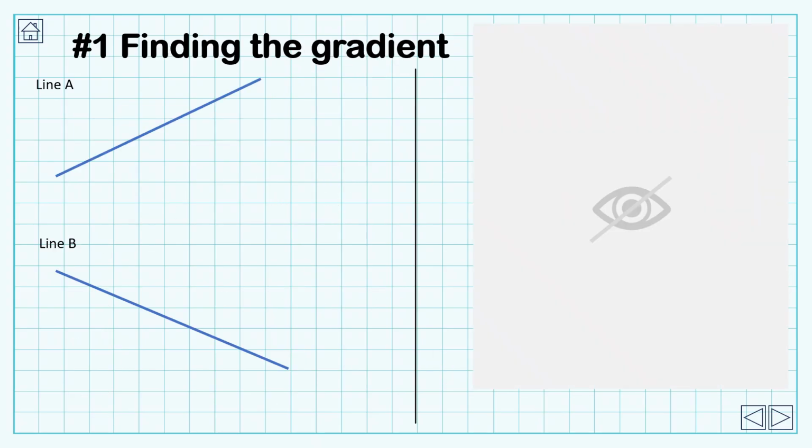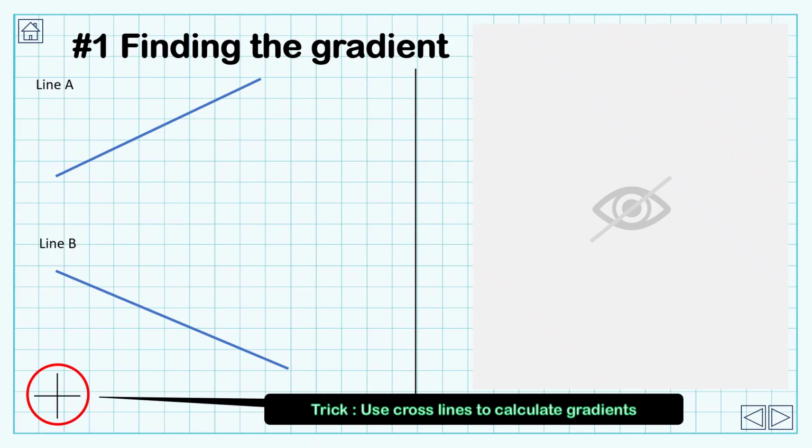Okay, let's look at how we could work out the gradient. Now, I'm going to show you a trick here. We're going to make use of crosshairs or cross lines. Every line must have a starting point and an end point for the cross lines. Okay, crosshairs. So let's see how that works.